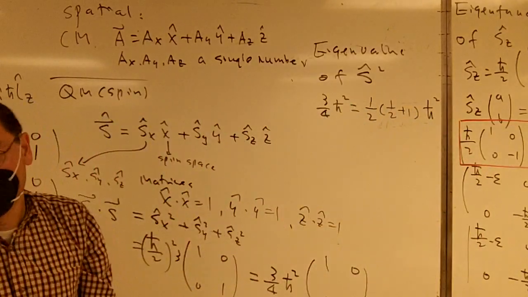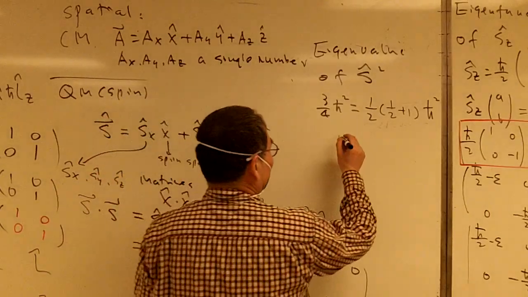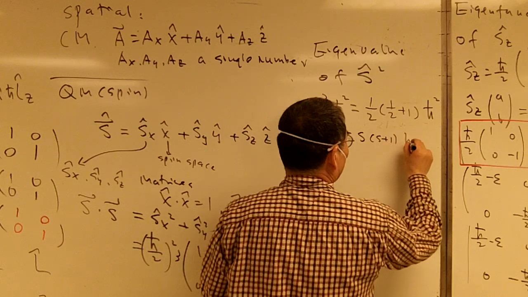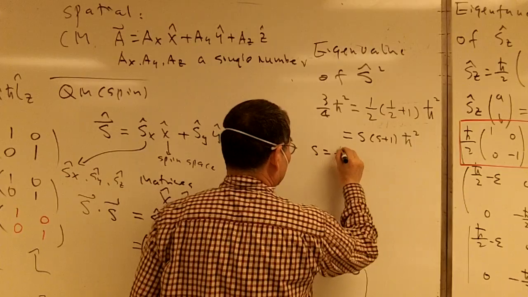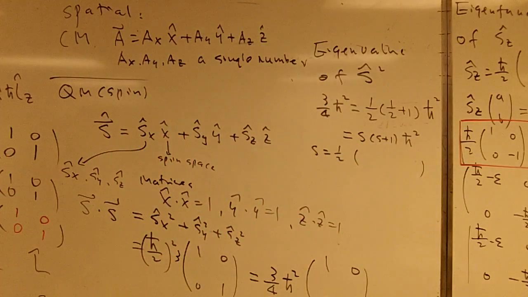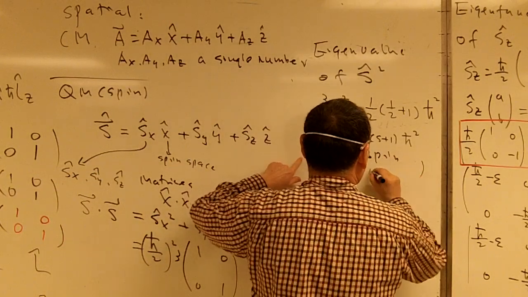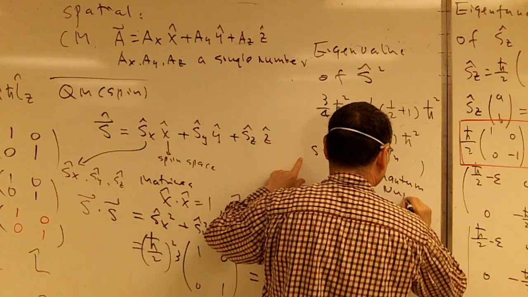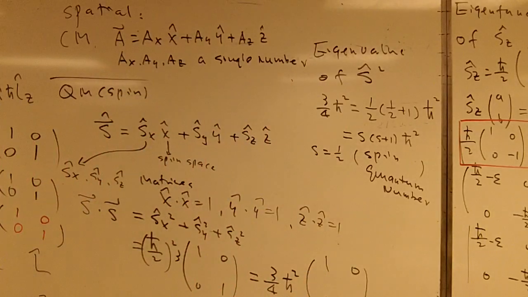And then, Dr. Zhou, what are you doing? Well, you see, so far so good. There's no difference. Now, what to calculate? S times S plus 1 h bar squared, if I let S equal 1/2. This S is called the spin quantum number. It's just a number. It's classical. It's not an operator. It's just a number.